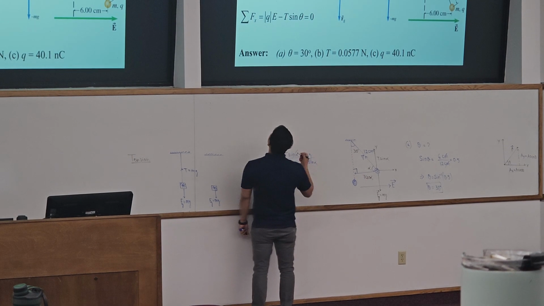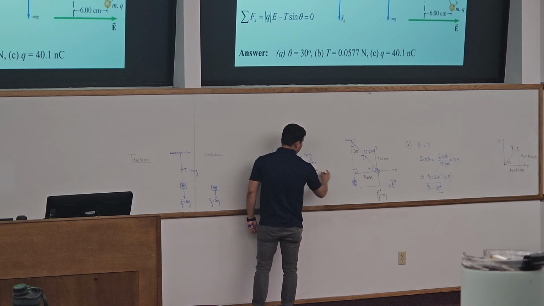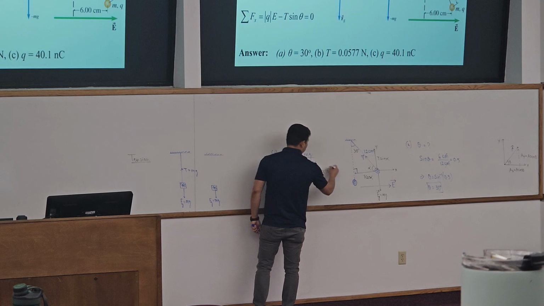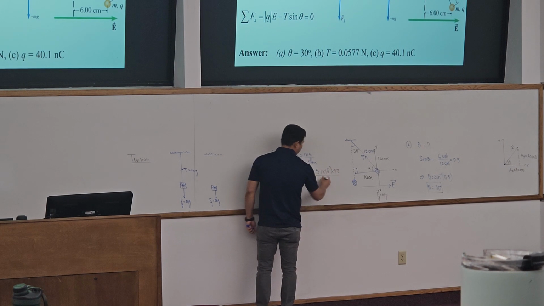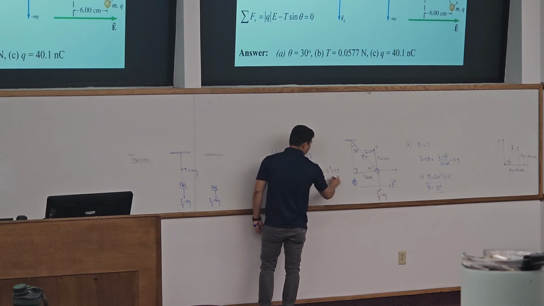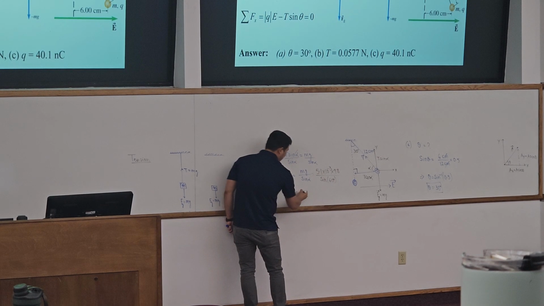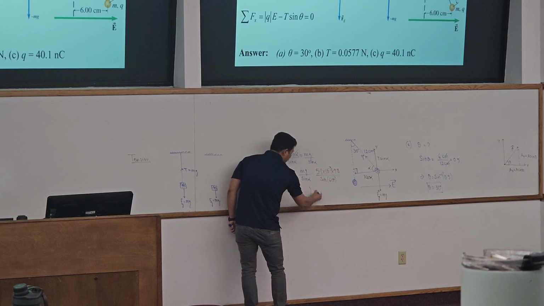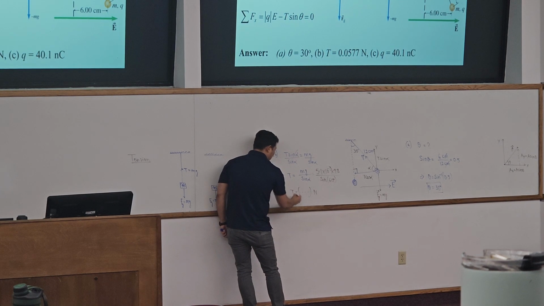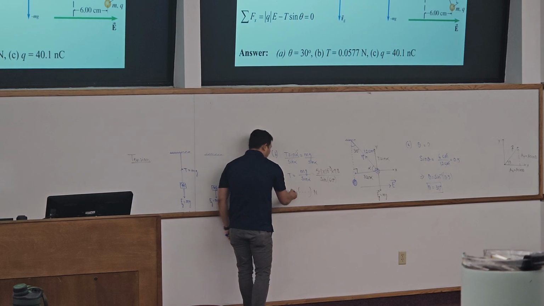Mass is 5.1 gram, 5.1 gram. So 10 power minus 3. Gravity is 9.8 and sine 60. So whatever number you get, that's going to be the tension. Tension is a force, and Newton is the answer, the unit for this.